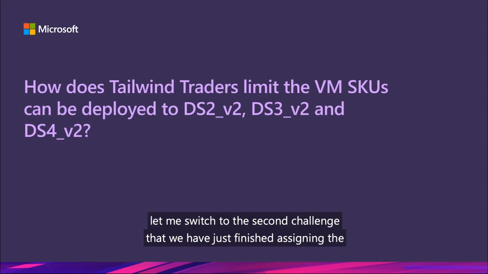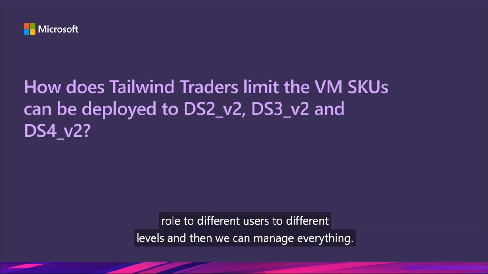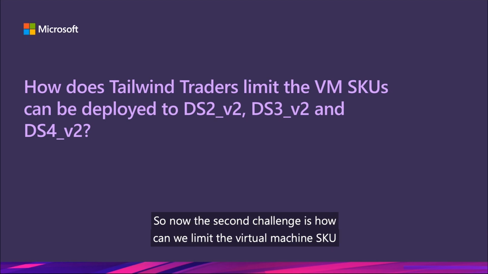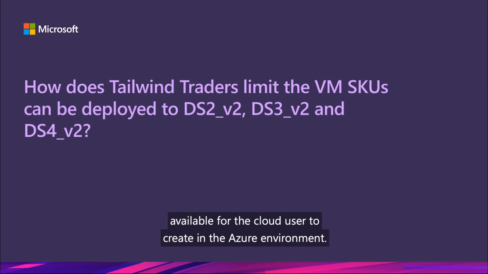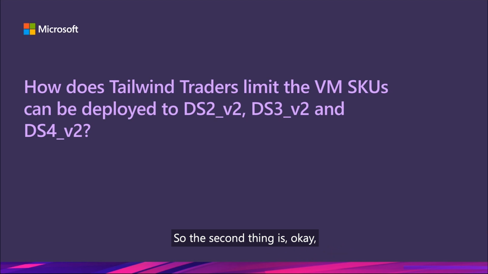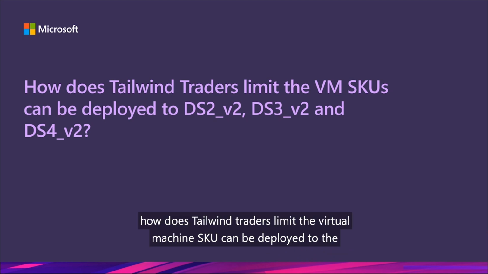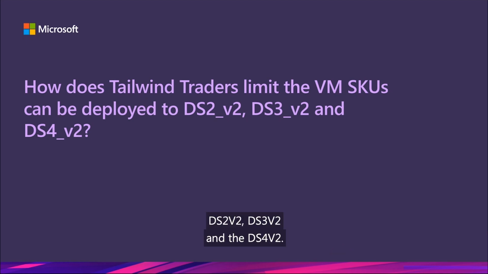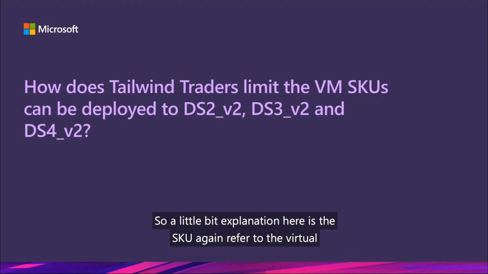So let me switch to the second challenge. Yeah, we have just finished assigning the role to different users, to different levels, and then we can manage everything. So now, the second challenge is, how can we limit the virtual machine SKU available for the cloud user to create in the Azure environment? So the second thing is, okay, how does Tailwind Traders limit the virtual machine SKU can be deployed to the DS2 v2, DS3 v2, and DS4 v2?